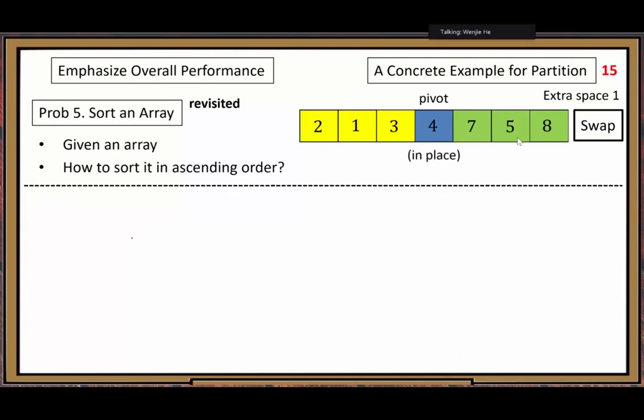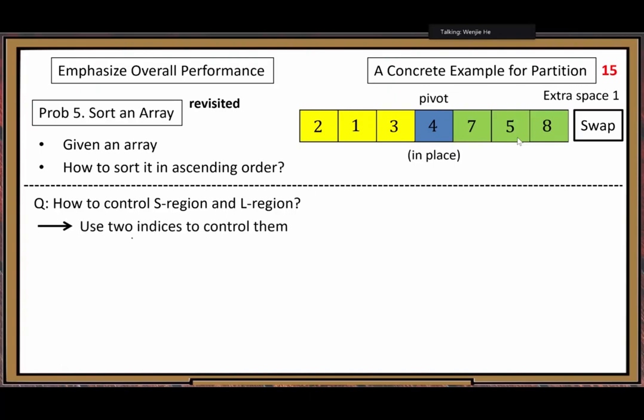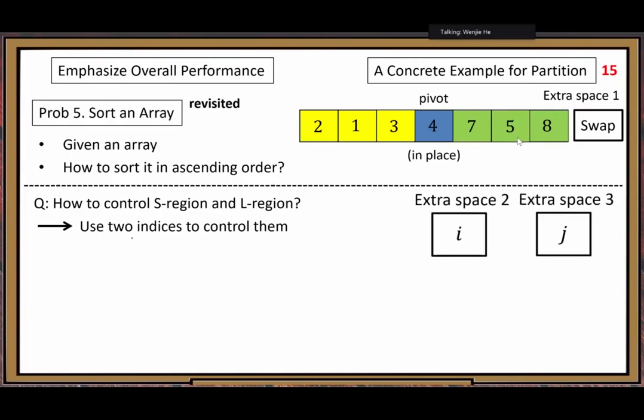Next, we need to look at how to control the S region and L region. Technically, it's also pretty easy. We use two indices to control these two regions, the I index and the J index. Because you need to store the value of I and the value of J, you need two extra spaces. So 1, 2, 3, but still constant, right?